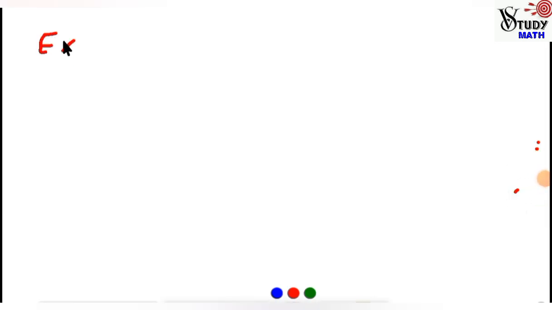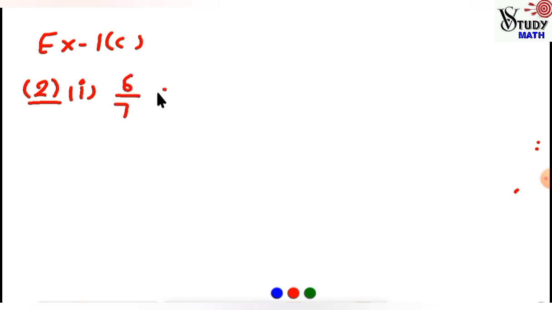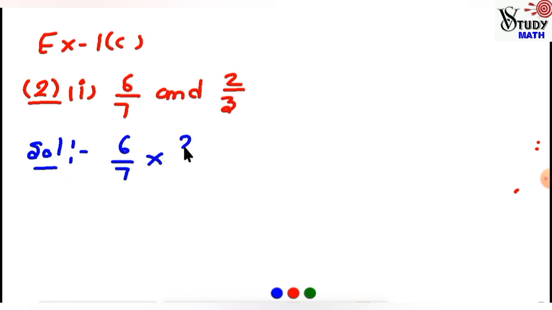Now exercise 1C, question number 2, part 1. In question number 2 part 1, two rational numbers are given, 6 upon 7 and the second rational number is 2 by 3, and we have to multiply them. So how can we multiply them? I'll teach you the basic concept. We have to apply the basic concept here of how to multiply two rational numbers. For that, 6 upon 7 is going to multiply 2 by 3. This is our step number 1.